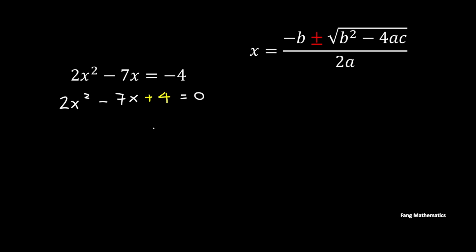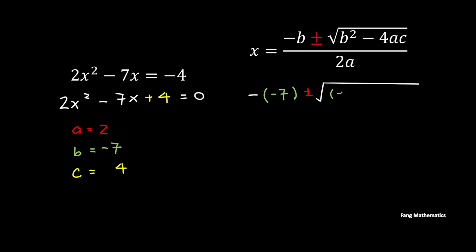This new expression is what we want, and we are to identify A, B, and C. A is 2, B is -7, and C is plus 4. Next step, we are to plug A, B, and C into our quadratic formula. So let's start from the numerator, minus B. So -7, plus or minus tells you two solutions.